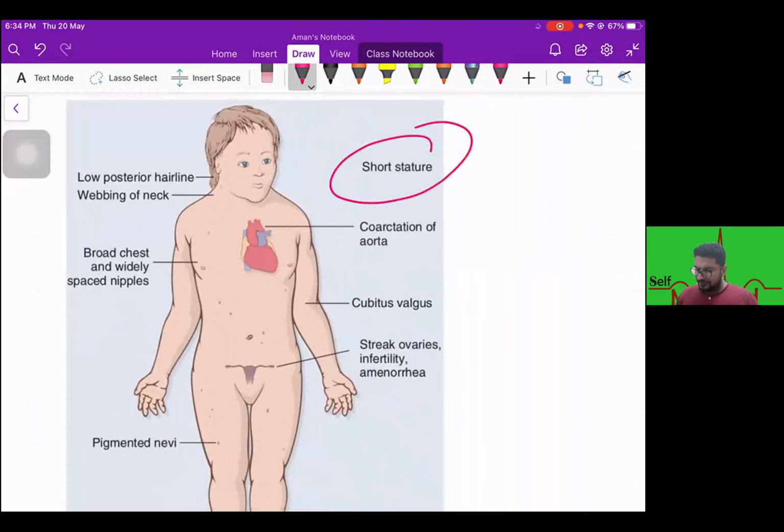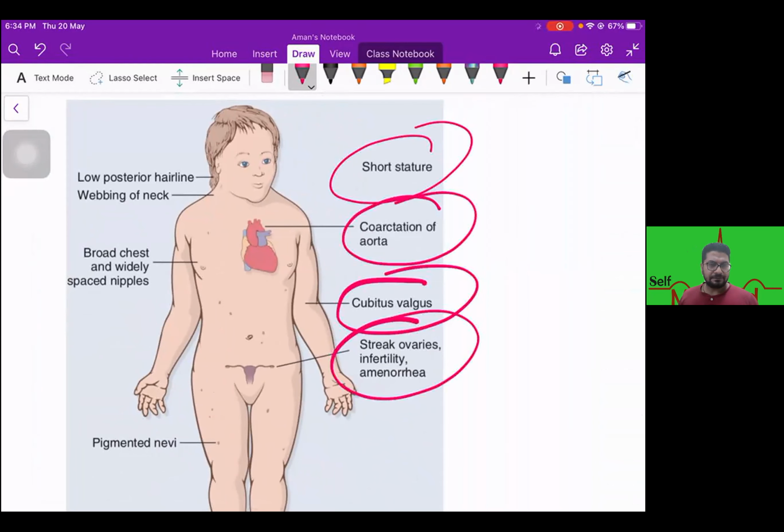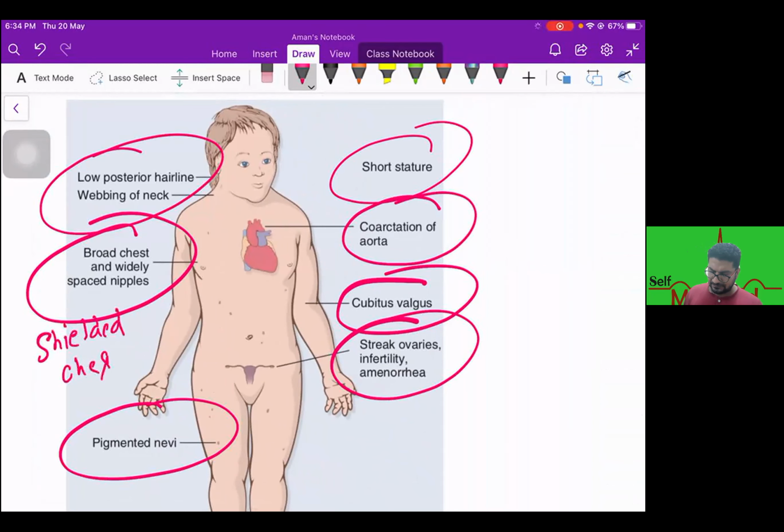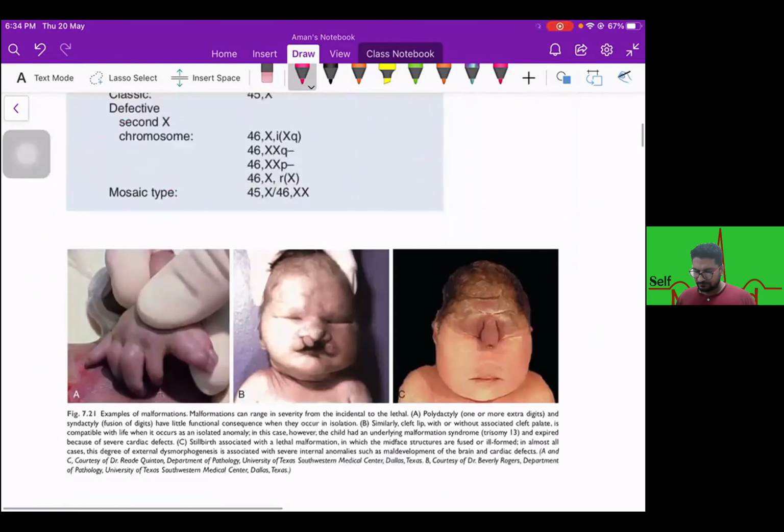Short height, coarctation of aorta, cubitus valgus, streak ovaries or empty ovaries, so they will be infertile. There will be webbing of the neck, widely spaced nipples, a broad chest, and pigmented nevus. This type of chest is called a shield chest. So this is classically seen in a patient of Turner syndrome.